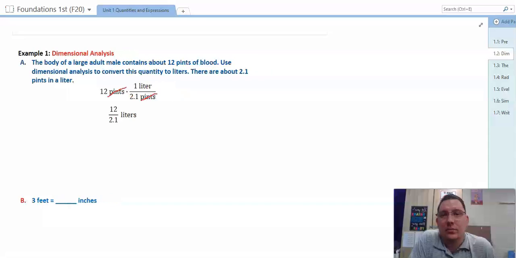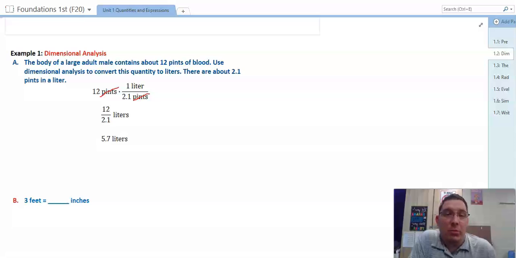So let's see what that looks like. As we multiply this straight across, we get the 12 times the 1, which is 12, and our denominator would be 1 here as well. And so 1 times 2.1 gives us the 2.1. Our pints canceled, leaving us only with liters. And so we get 12 divided by 2.1, and that's going to give us our final answer. And so when we do that division, we get 5.7 liters, and that is with the appropriate number of significant digits because our original value had 2 significant digits here, and also our pints had 2 significant digits. So our final answer does come out with 2 significant digits.